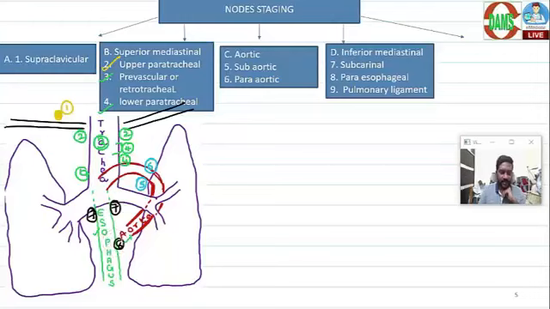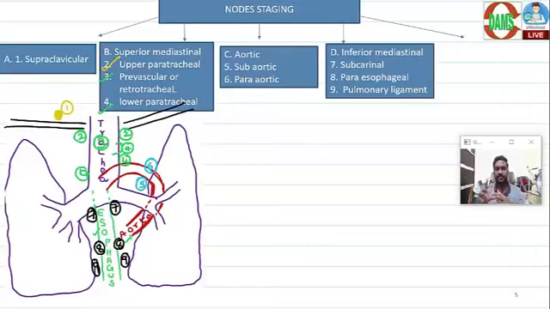Then paraesophageal lymph nodes. This is the esophagus. Around the esophagus we have paraesophageal lymph nodes. Then the pulmonary ligament will be nearer to the mediastinal pleura. That is a residual structure from the anatomical development. It is seen near the mediastinal pleura.